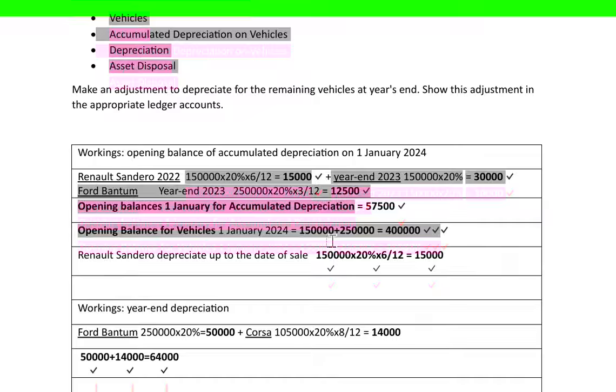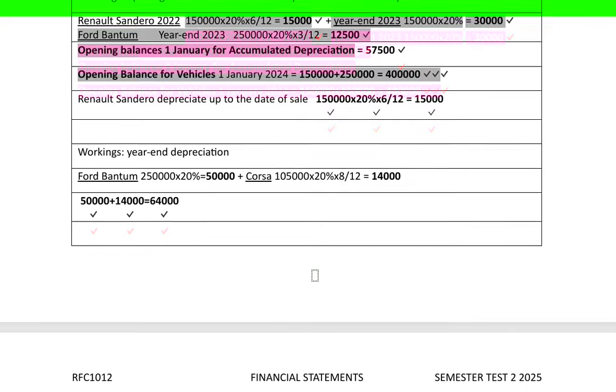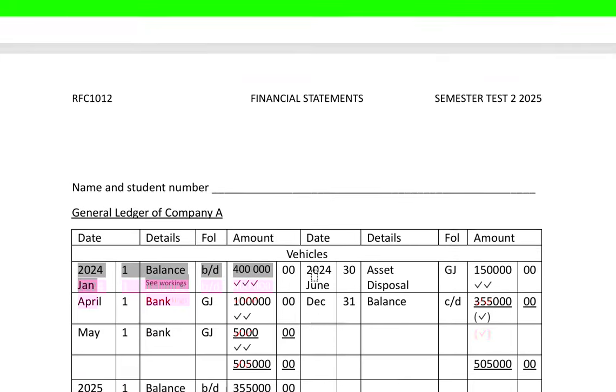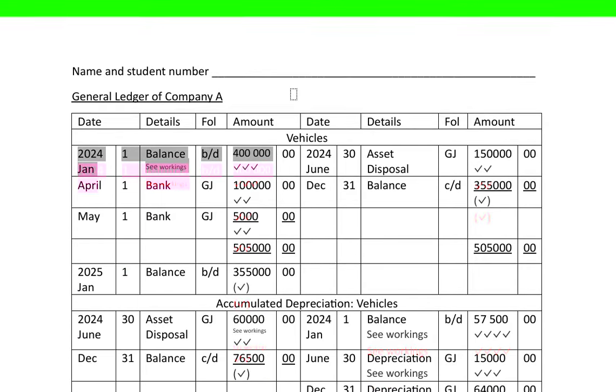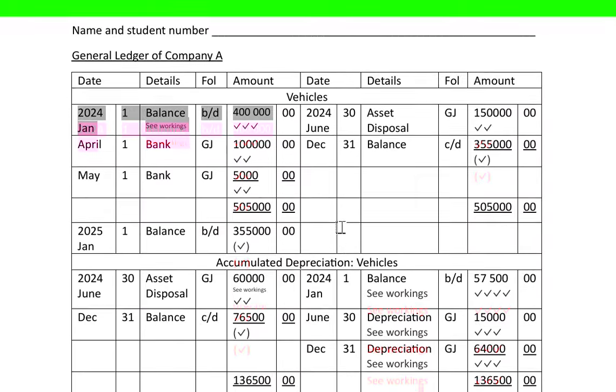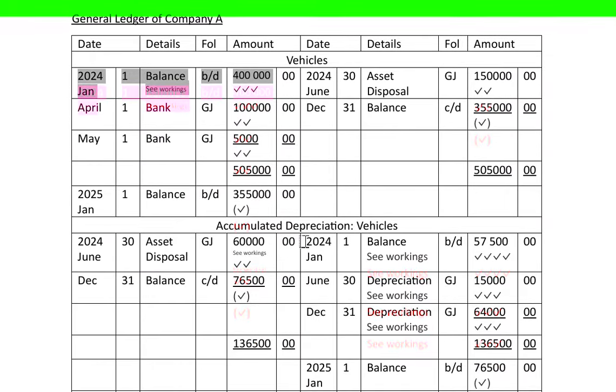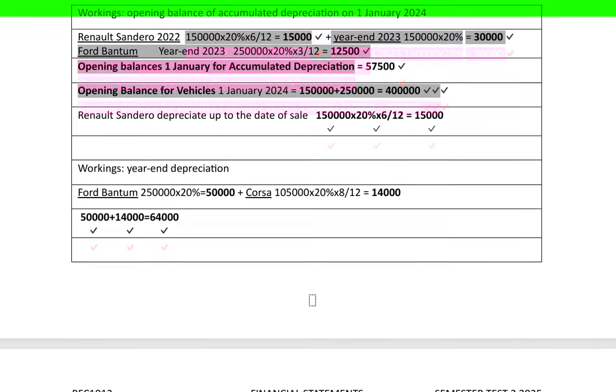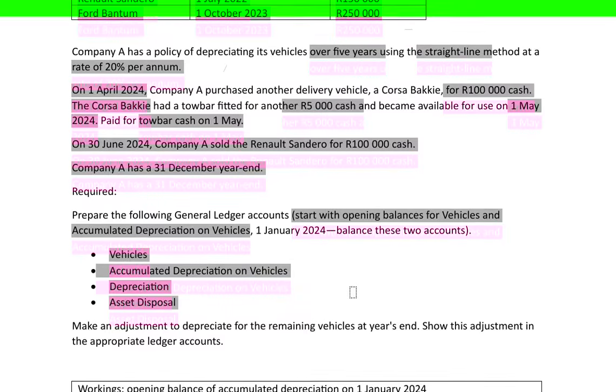57,500. Now, accumulated depreciation is seen as a decrease in the value of the vehicle's asset, and there's the opening balance, 2024, January the 1st, and I just showed you the workings, how you got that 57,500. So now we've got the opening balances. Let's move on to further information.